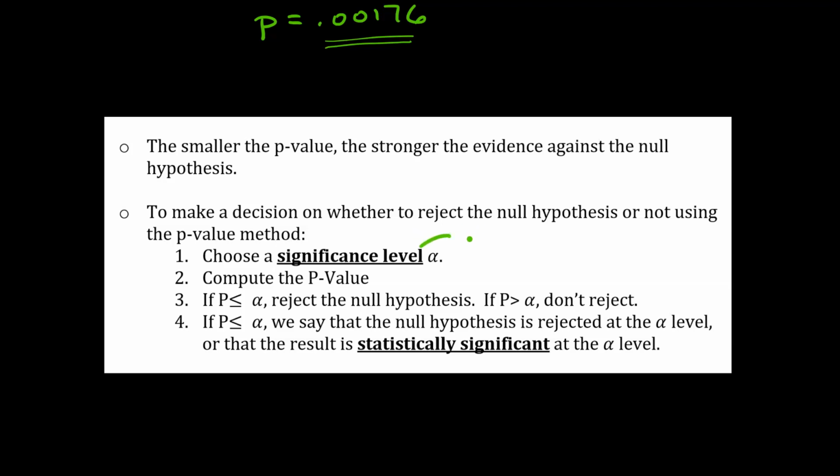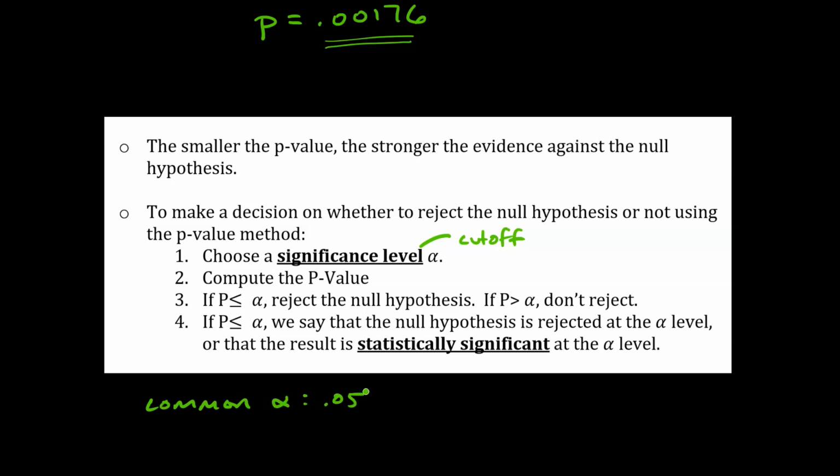And so just think of a significance level A as a cutoff. And then you're going to compute the p-value as we did. If the p-value is going to be less than our cutoff, we'll reject the null. If the p-value is greater than the cutoff, then we're going to say we don't have enough information, it's inconclusive. And the other thing is, if the p-value is smaller than or equal to that cutoff, we say that the null is rejected at that level, that's the language that we'll use, or that the result is statistically significant at the alpha level. A very common cutoff, common alpha, is 0.05.